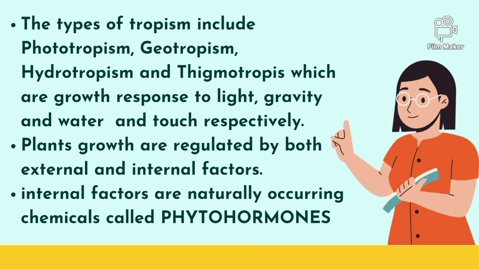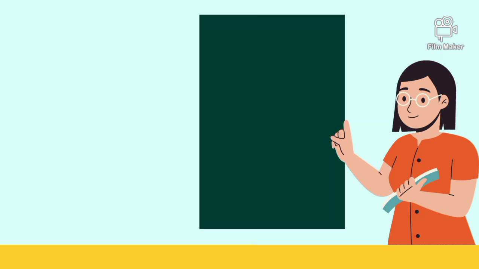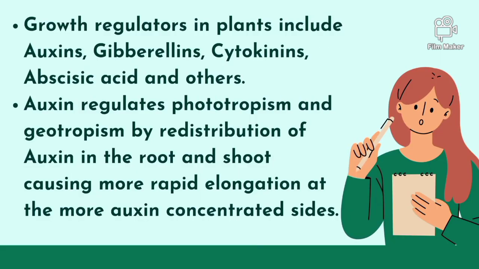Internal factors regulating growth are naturally occurring chemicals called phytohormones. Growth regulators in plants include auxin, gibberellin, cytokinins, abscisic acid, and others. Auxin is known to control phototropism and geotropism by redistributing auxin concentration in the plant, making the parts which have the highest concentration grow either away or towards the source of stimulus.